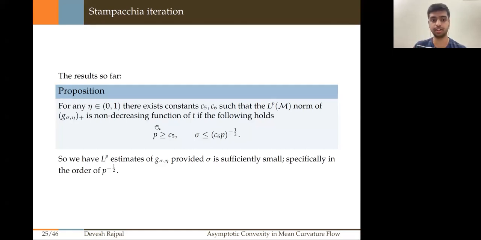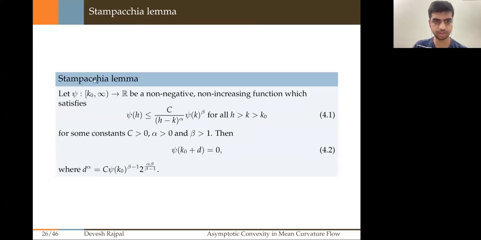So now we come to the next part, which is getting an L infinity estimate out of these L^p estimates. And this is where the Stampacchia iteration comes in. Before that, I state the Stampacchia lemma, which states that if I have a non-negative, non-increasing function psi defined from k naught to infinity, and for h greater than k, both greater than k naught, psi of h is less than or equal to certain factors times the difference to the power alpha times psi of k raised to beta, where beta needs to be greater than 1. This is a decay condition on a decreasing function, and it is strong enough to say that after a certain point, the function will become 0 and remain 0 after that.